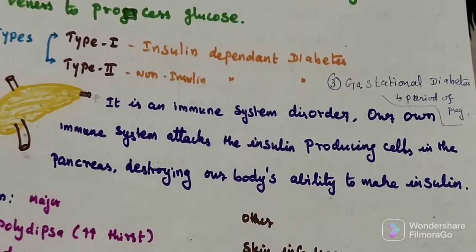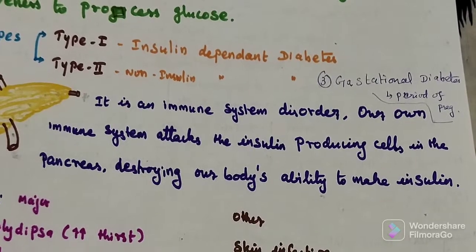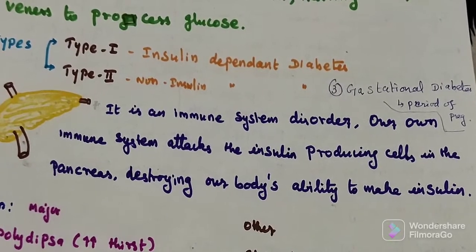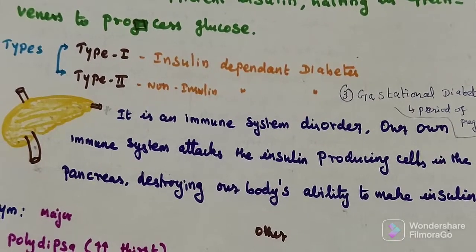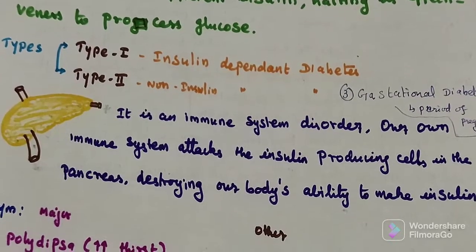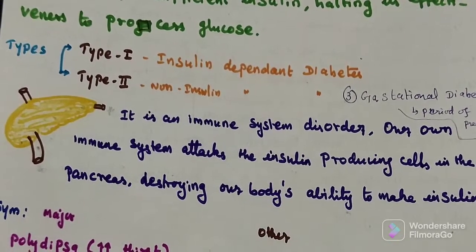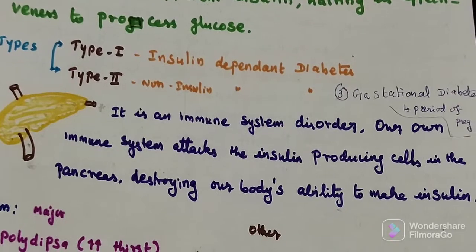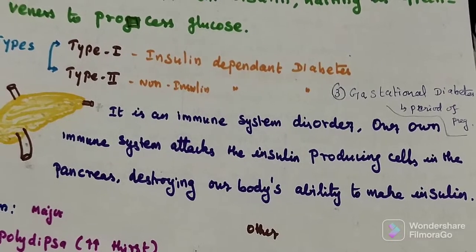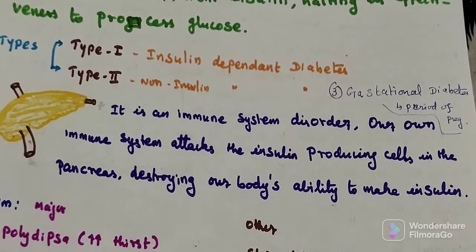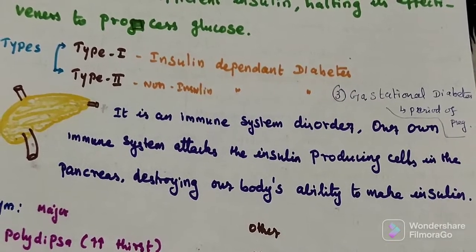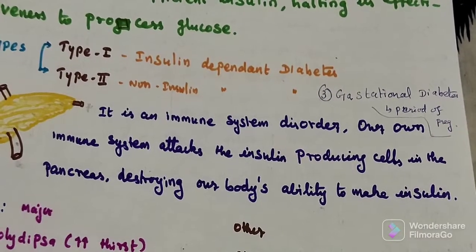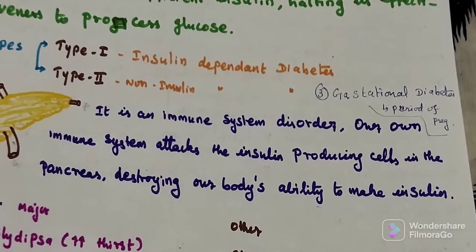Type 1 is an immune system disorder. Our own immune system attacks the insulin producing cells in the pancreas, destroying our body's ability to make insulin. With type 1 diabetes, one must take insulin to live. They compulsorily need insulin for the living process. Most people are diagnosed as a child or young adult, as it is inherited. It is a genetic one. So we must diagnose this and take treatment.